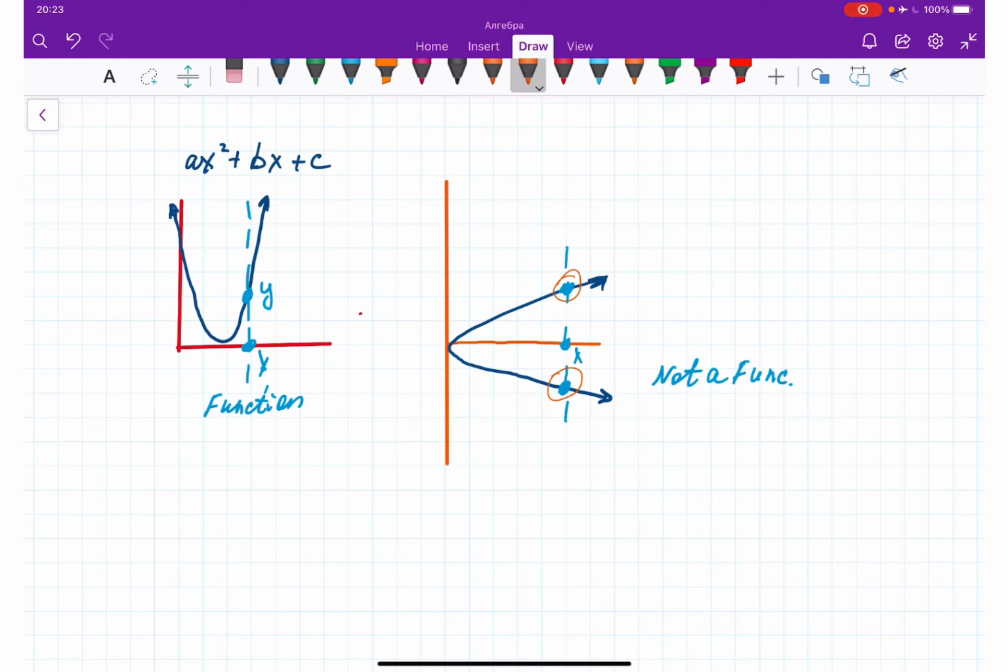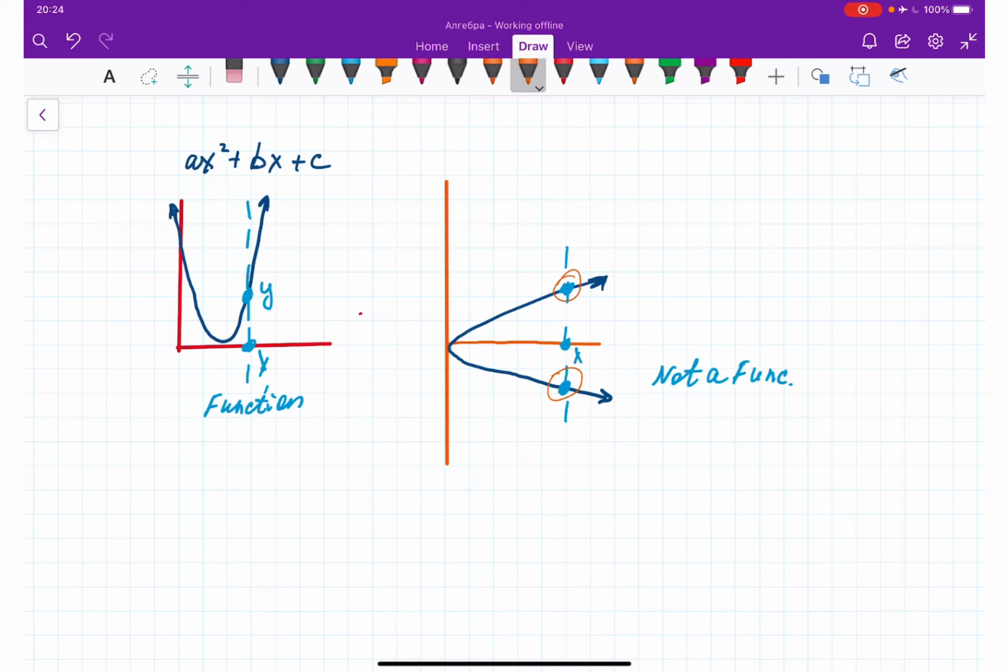Now, why such a requirement? What's the importance of this requirement? Why not vice versa? If it crosses in more than 1 point, then it is a function. If it's crossing in only 1 point, that is not a function. There is a reason to that. Everything is done for a reason. Let me explain why we need only crossing in 1 point.